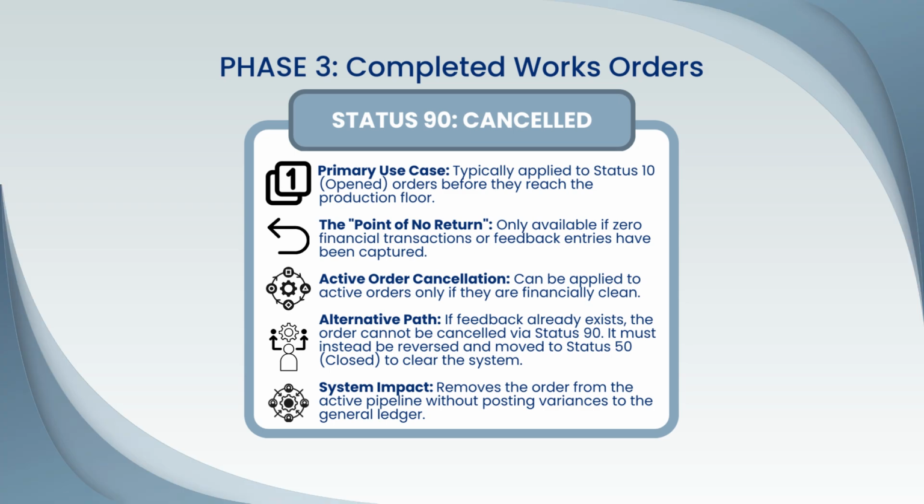Status 90, cancelled. This applies where a user wishes to cancel a works order. It is usually performed on a status 10 works order, but could potentially be performed on an active works order, provided no financial transactions have been captured. As soon as a feedback entry exists for the works order, status 90 is no longer an option, and the works order would need to be processed through status 50, even though the values may have been reversed to 0.